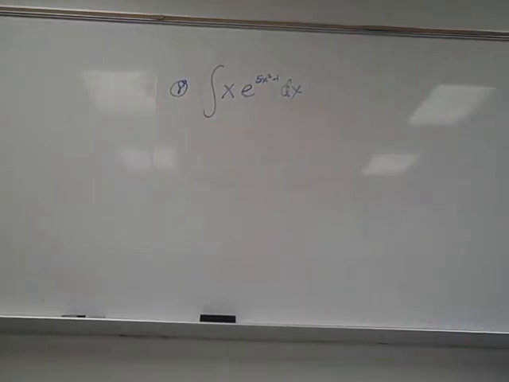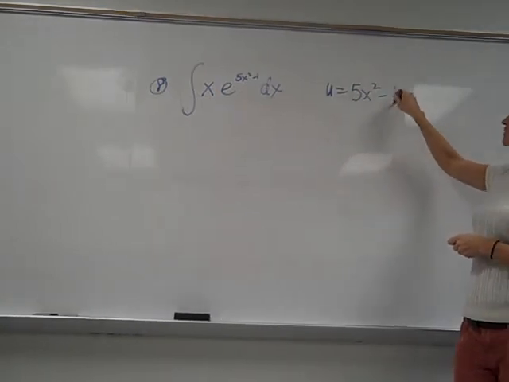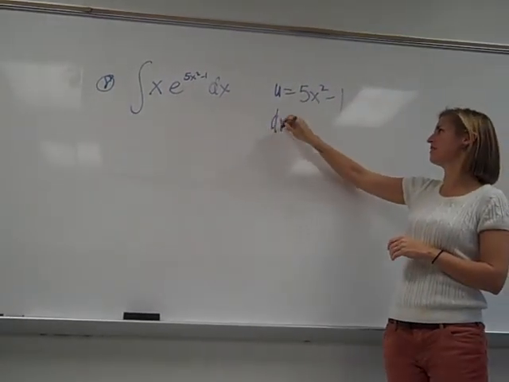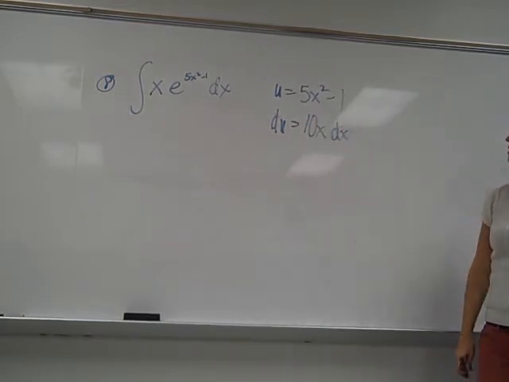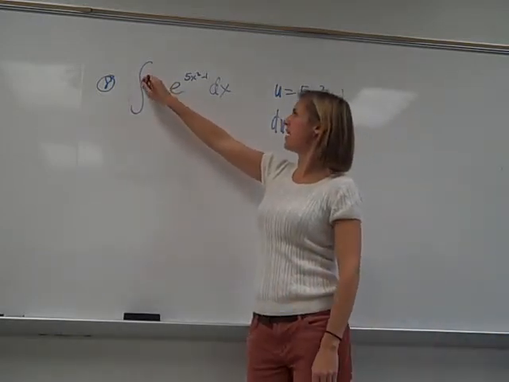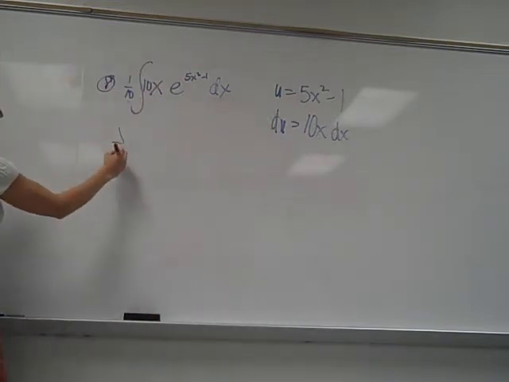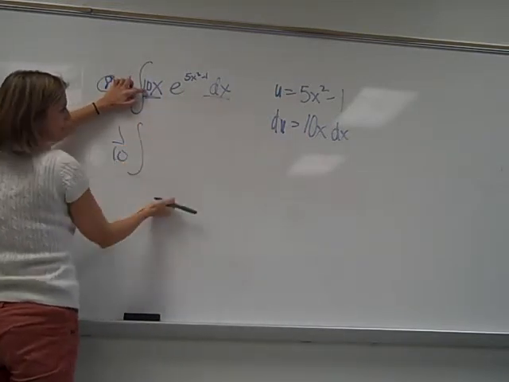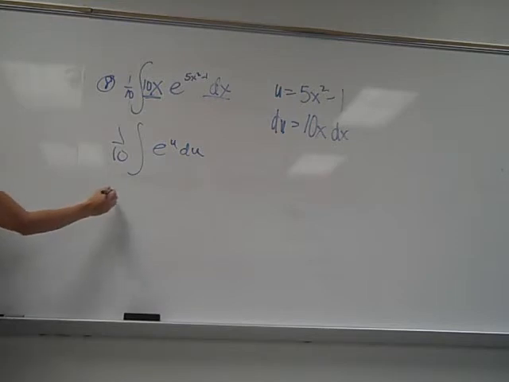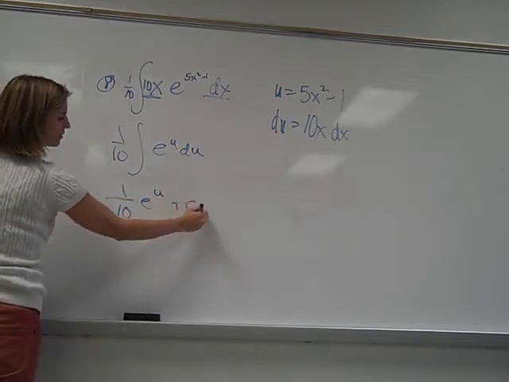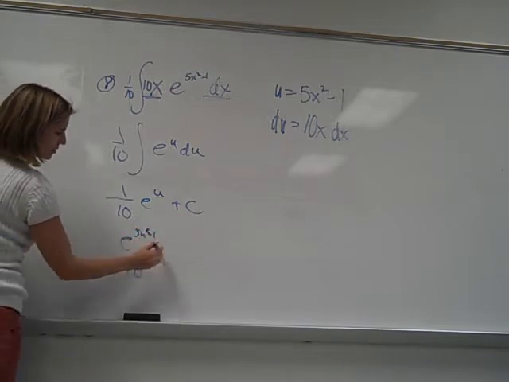So what would you pick for your u? 5x squared minus 1. Alright, so if I pick that, then du is going to be 10x, and the minus 1 is gone. So I need a 10 with my x, so I need a 1/10 to make up for it. So I've got 1/10 times the integral of 10x dx, which is my du. This becomes e to the u. The integral of e to the u is e to the u. So we get e to the 5x squared minus 1, over 10.